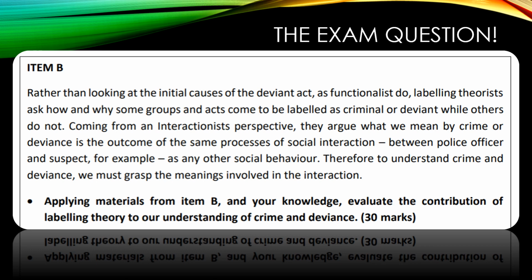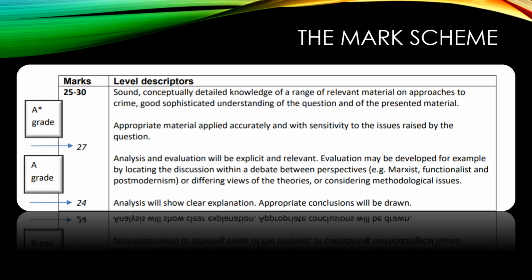It's a 30 mark question from paper 3, question 4, and it's asking you to apply material from the item and your knowledge. Evaluate the contributions of labelling theory to our understanding of crime and deviance. It's giving you an item, and that's there to give you clues to hook your knowledge on and also to develop. Looking at the mark scheme, these students will have sound, conceptually detailed knowledge of a range of labelling theories and they will apply the material successfully.